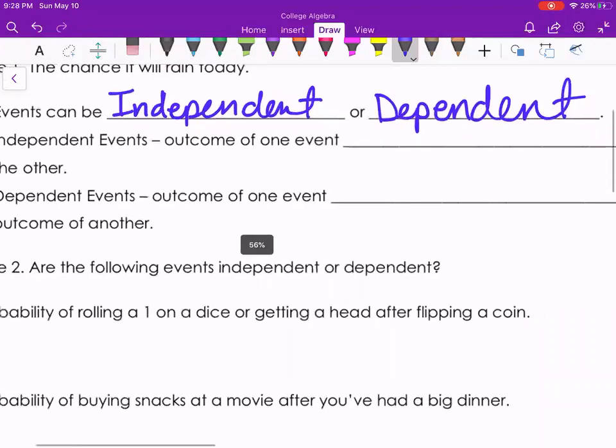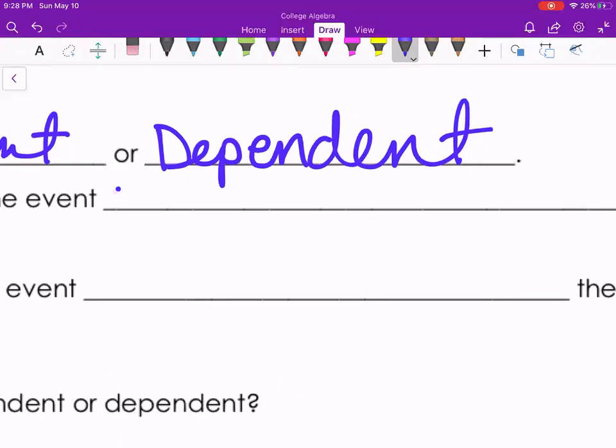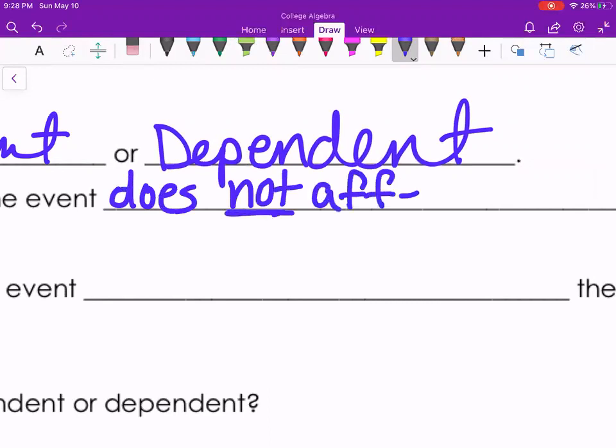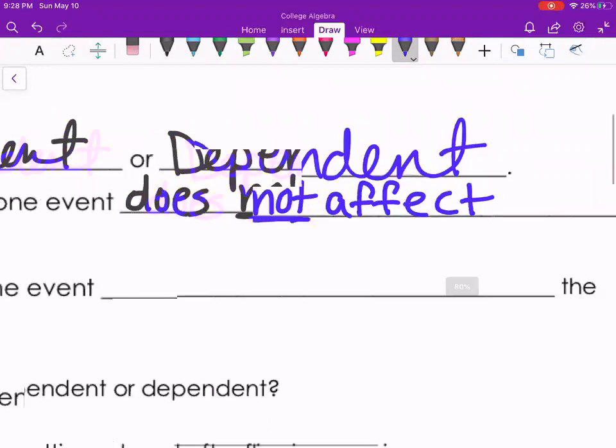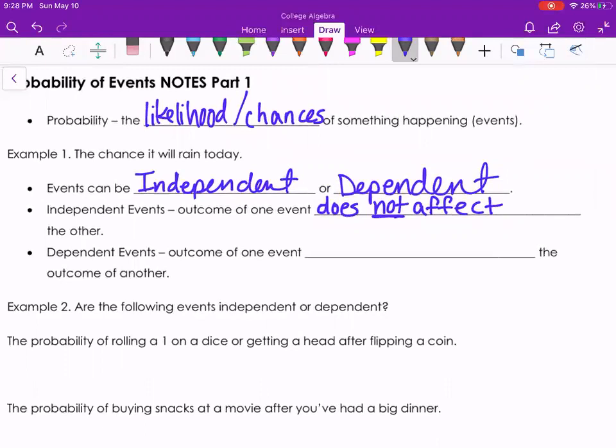All right, so independent means the outcome of one event does not, clue here is does not, affect the outcome of the other. So one event happening, such as maybe you roll a dice and then you flip a coin. Those two things are not related to each other at all.